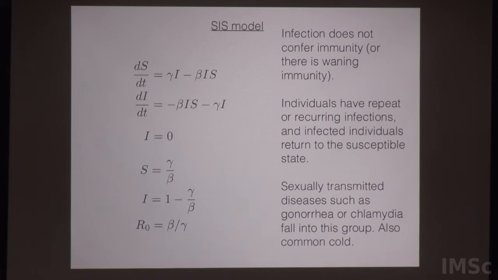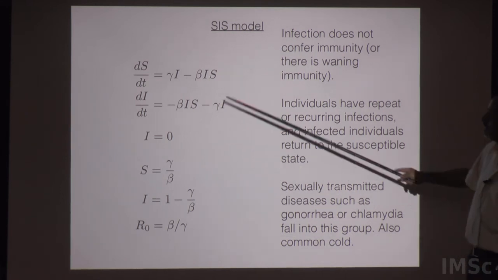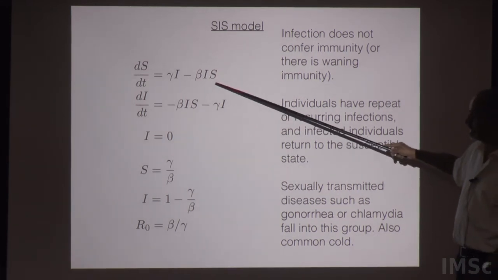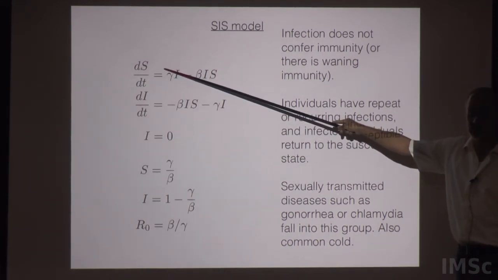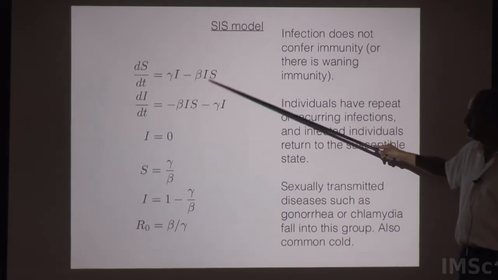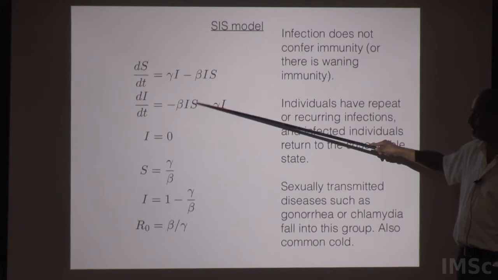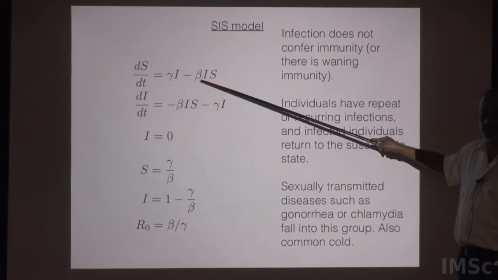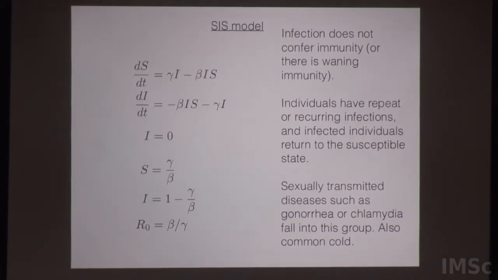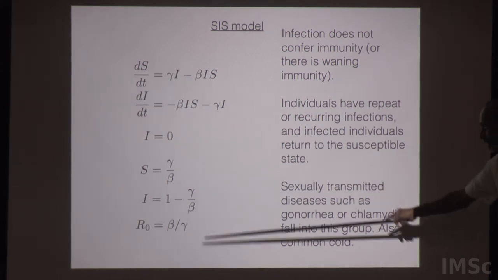Here is our second model, which is called the SIS model, and that is where an infection does not confer immunity or your immunity wanes. Okay? So, dS by dt is gamma times I minus beta times S. This is the re-entry back into this compartment, and this is the leaving of this compartment here. And I think there is probably a missed sign between here and here. There should be a plus sign here, if this is a minus sign. Okay?